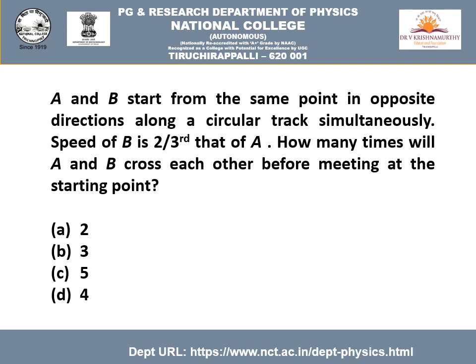This one is the second problem. Two persons A and B start from the same point in opposite directions along a circular track simultaneously. Speed of B is 2/3 that of A. How many times will A and B cross each other before meeting at the starting point?